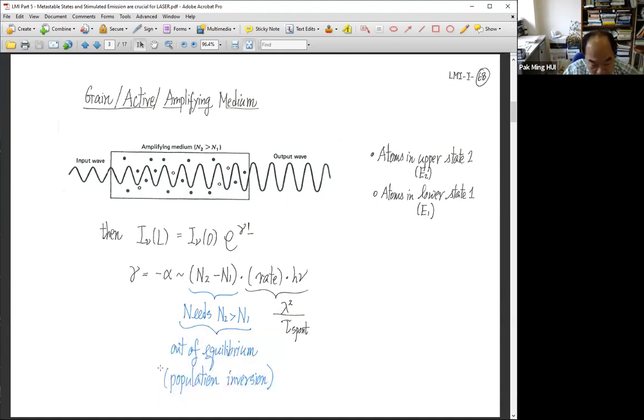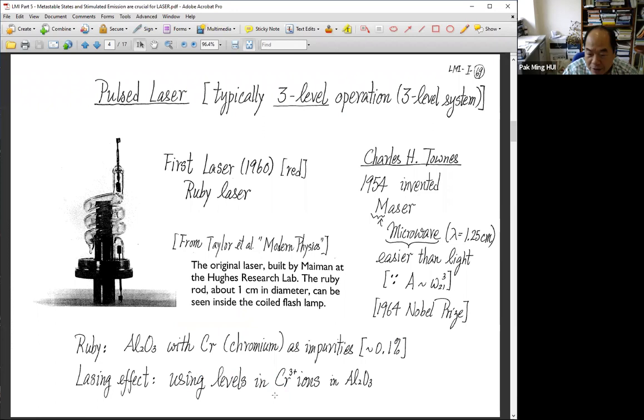The name for this scenario is called population inversion. To achieve it, that takes something like 40-something years after Einstein's work. So that's why I said it is more than just saying Einstein invented the laser. The first one that can do it is the ruby laser. Before that, lasing can only be achieved in the microwave frequency. That is the point that I tried to make in the previous hour about the omega cubed, okay?